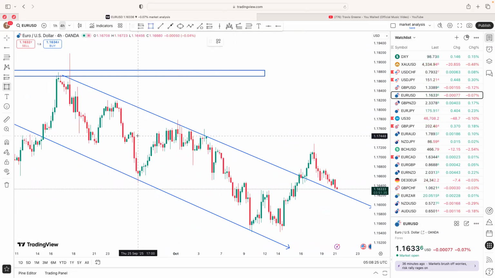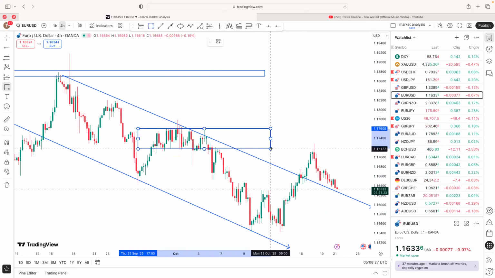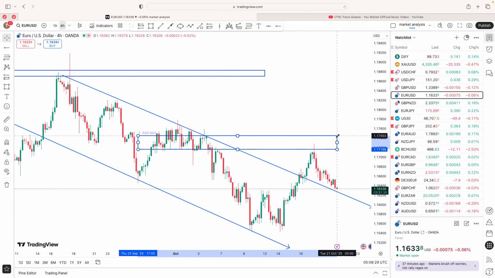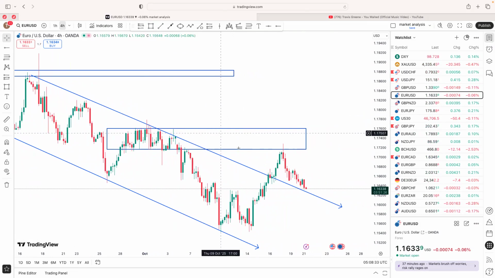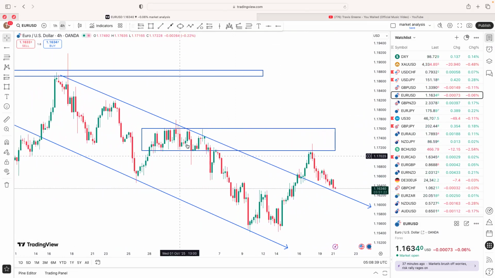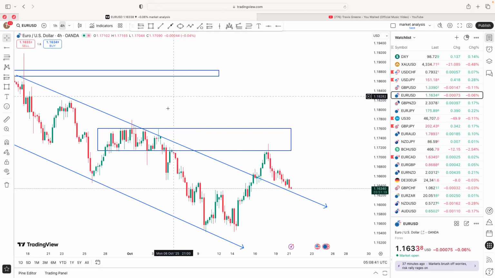area. Right here, we've had an accumulation phase, right? The market came back exactly into that accumulation phase before it created this bearish movement again. This was the break and retest area, which the market broke out from here.